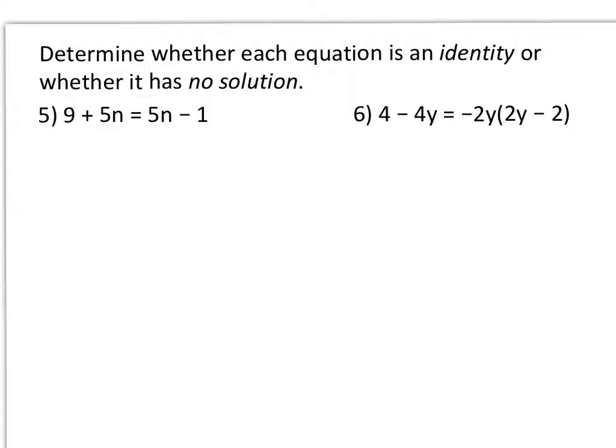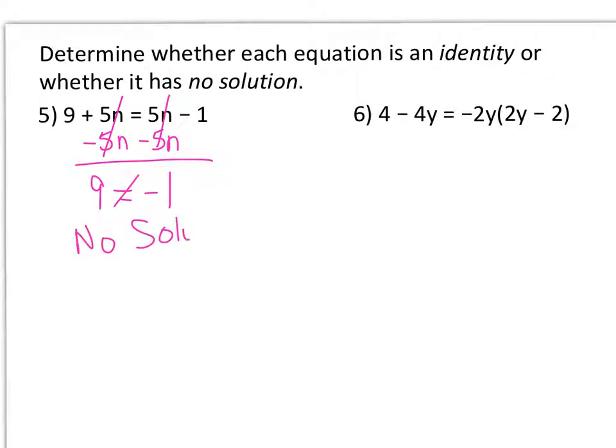Okay, the last two problems we're going to determine if we have an identity or if we have no solution. So number 5, we want to get our n's on one side of the equal sign. So if we subtract 5n, well, we notice 5n minus 5n is 0, 5n minus 5n is 0. So we're left with 9 equals negative 1. Well, 9 and negative 1 are not the same. So they are not equal. This would be no solution.